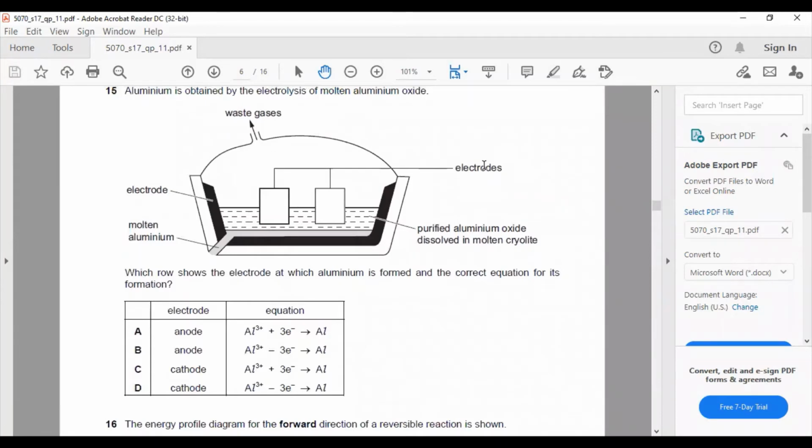15 is about the extraction of aluminium. So what is the equation? What are the equations that you memorize? Aluminium 3 plus plus 3 electrons gives aluminium at the cathode, and this is the equation at the anode. Then we multiply the equations. So this is wrong at the anode. Aluminium does not go to the anode. Yes, that's correct.